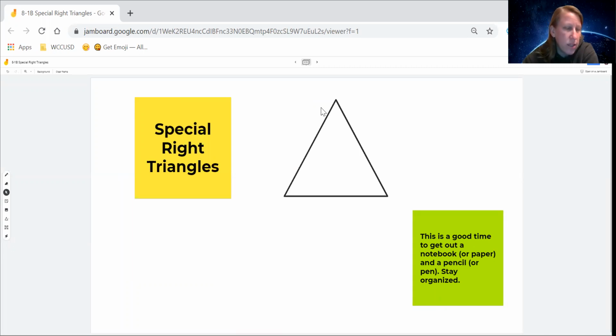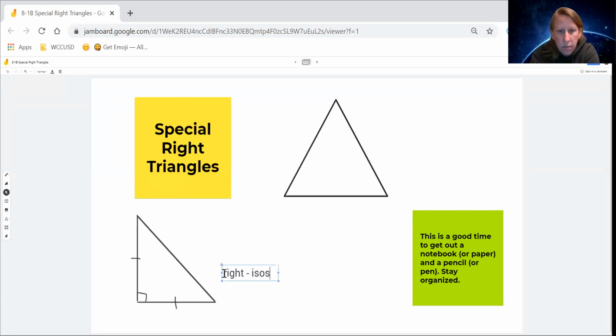Which right triangle do you think is the most special? Yeah, so it has to have a right angle. And not only does it have a right angle, but the two sides are the same. So what's it called when we have two sides that are the same and a right angle? And that is a right isosceles triangle. And that is pretty special. For right triangles, that's going to be pretty special.